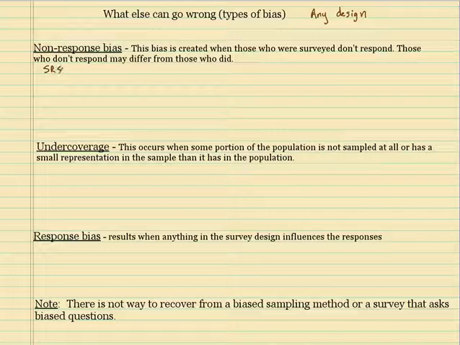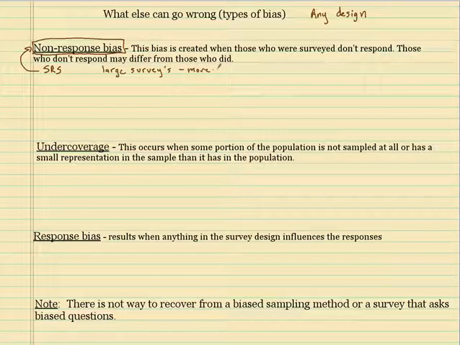So you could do an SRS and you can get people who don't respond. This is probably one of our biggest problems that we combat, people who don't respond. So one way to get around this, instead of doing large surveys, large surveys tend to get more non-response.